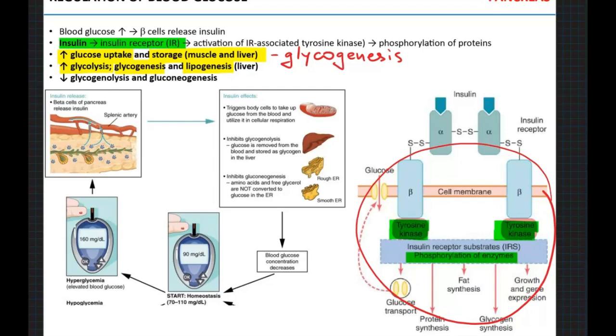And quite obviously, processes that are opposite to the use and storage of glucose are inhibited, namely glycogenolysis, breakdown of glycogen, and gluconeogenesis. The intensity of these processes significantly goes down. Now, the feedback loop is kind of boring, because in response to elevated blood glucose, right, insulin takes the glucose out of the blood, and that's it. Blood glucose levels go down.